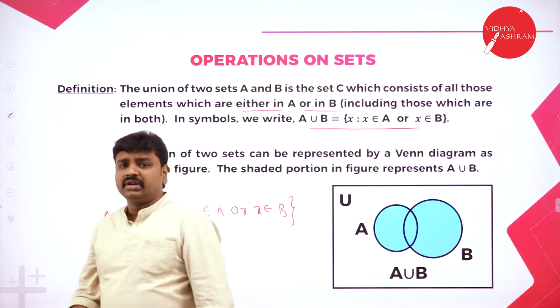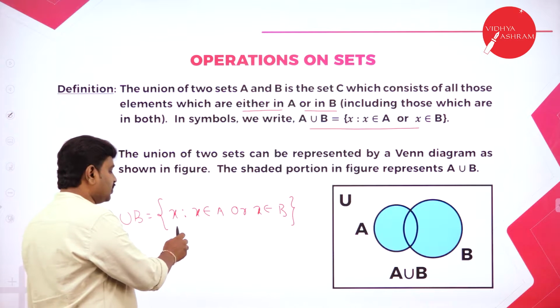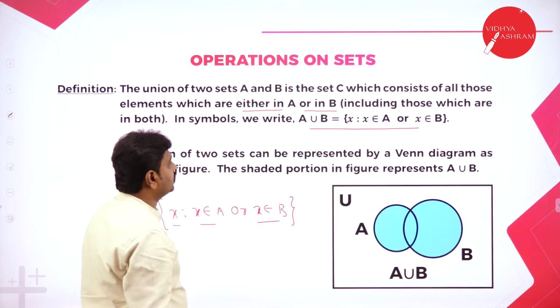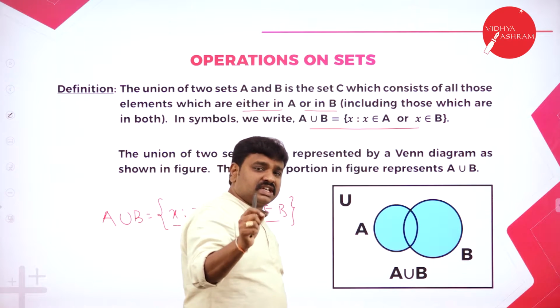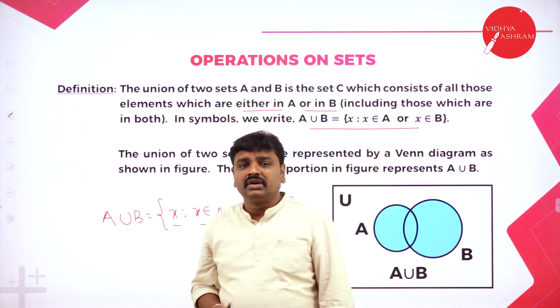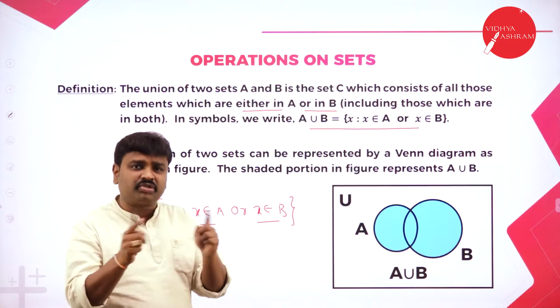Now what is A union B? Mathematically, A union B means it's a set which contains x such that x belongs to A or x belongs to B. So A union B is a set which includes the elements of A or elements of B, and it also includes the elements which are present in both.